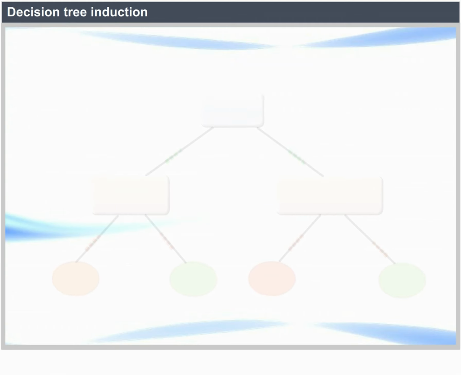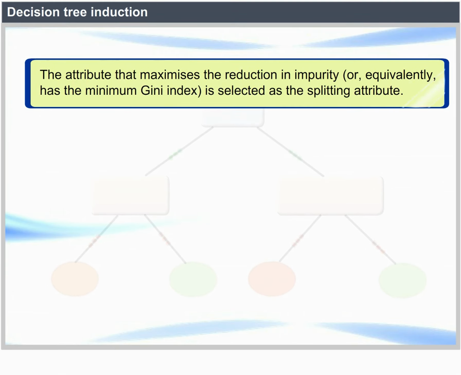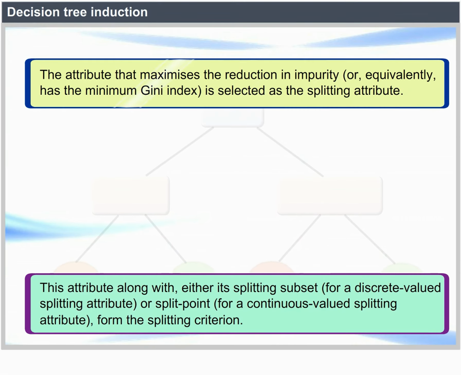The attribute that maximizes the reduction in impurity, or equivalently, has the minimum Gini index, is selected as the splitting attribute. This attribute and either its splitting subset for a discrete-valued splitting attribute or split point for a continuous-valued splitting attribute together form the splitting criterion.